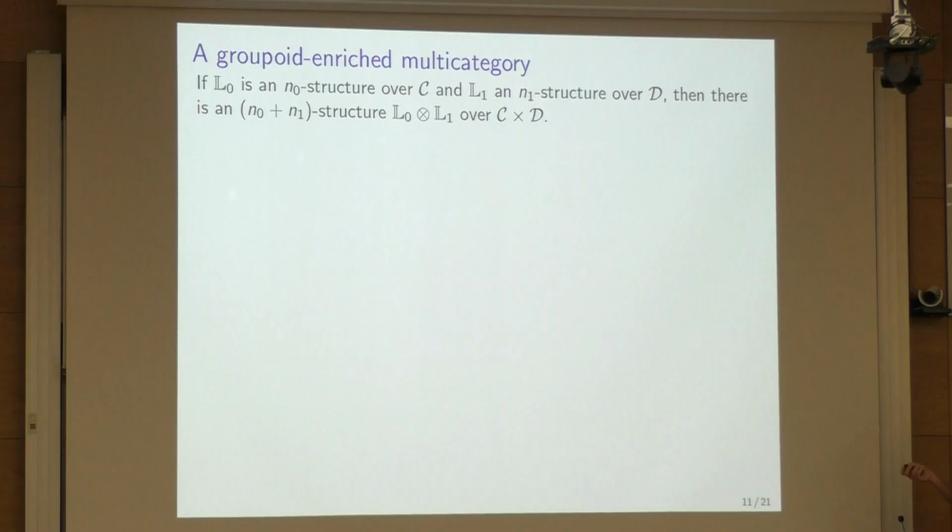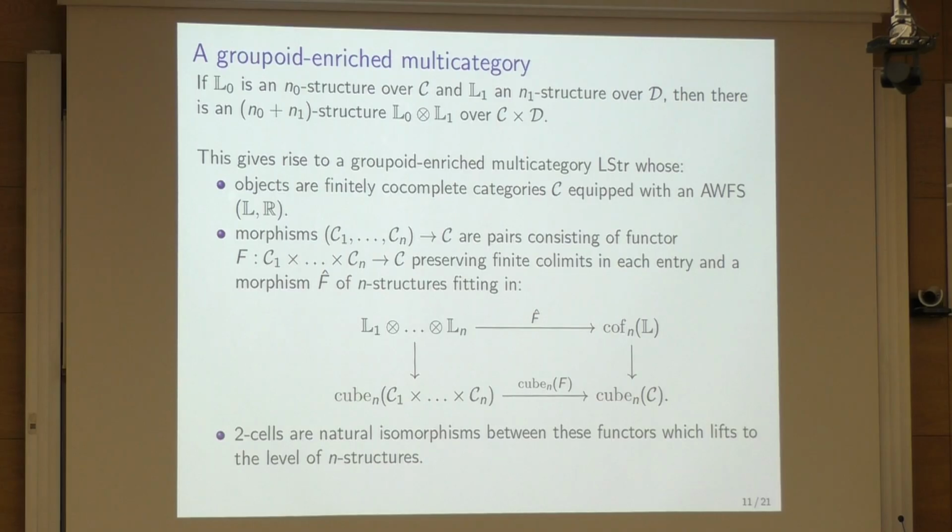Crucially, there is a way of combining an n0-structure and an n1-structure into an (n0 plus n1)-structure. This is basically because of the cubical combinatorics. So if L0 is an n0-structure over C and L1 is an n1-structure over D, then there will be an (n0 plus n1)-structure, which we write L0 tensor L1, over C times D. And this we can use to define a certain multi-category.